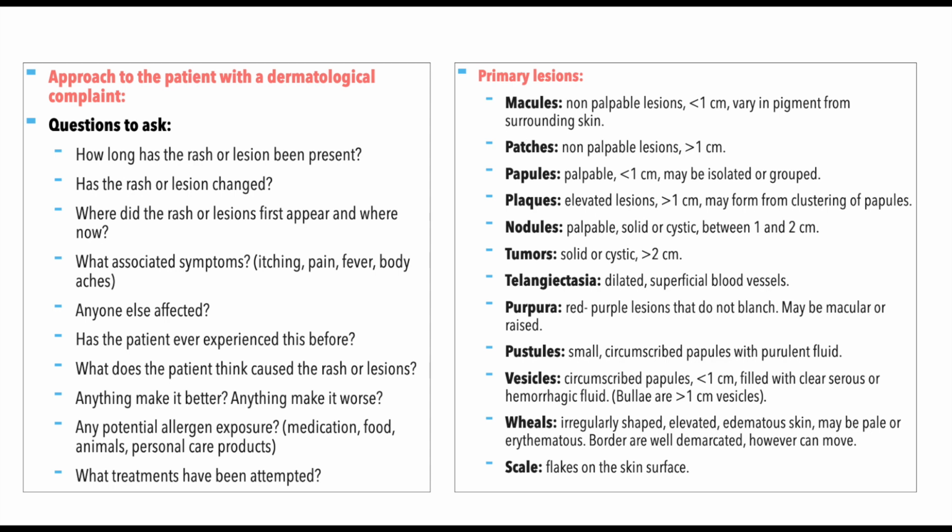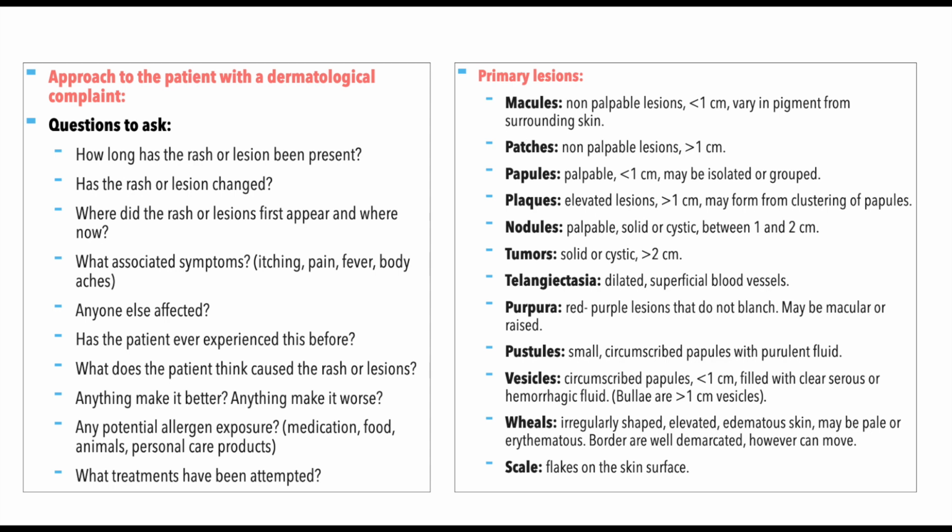Papules are palpable now. They're less than 1 centimeter. They can be isolated or grouped. Plaques are elevated lesions greater than 1 centimeter, and they may form from clustering of papules, which, like we just said, are less than 1 centimeter. Nodules are palpable as well. They're solid or cystic, typically between 1 and 2 centimeters. Tumors are solid or cystic as well, but now they are greater than 2 centimeters.